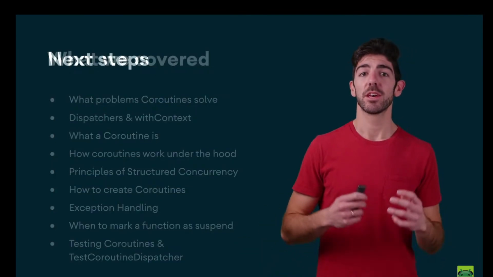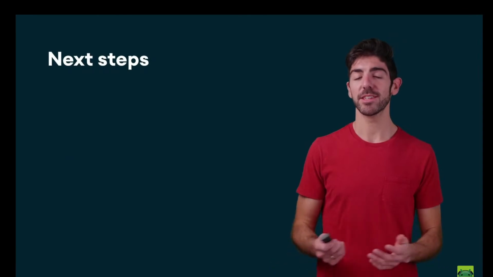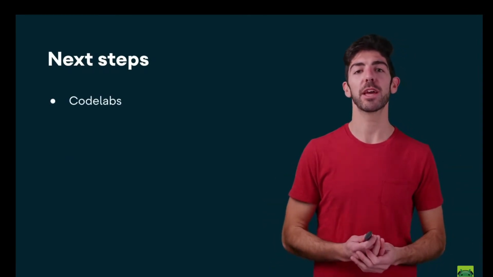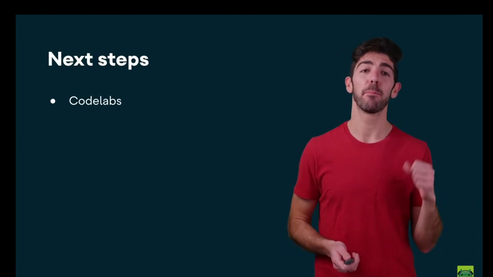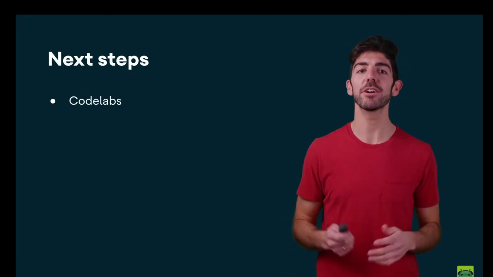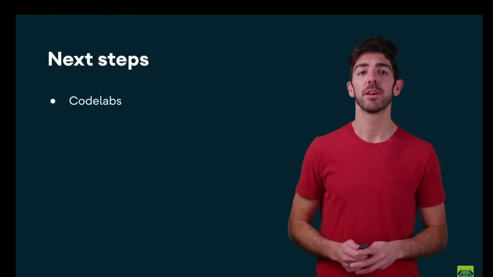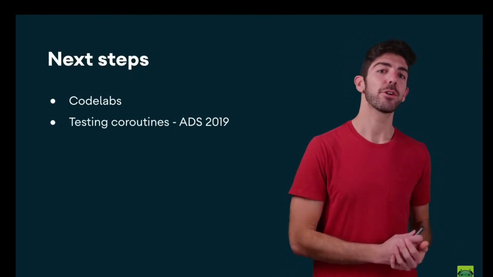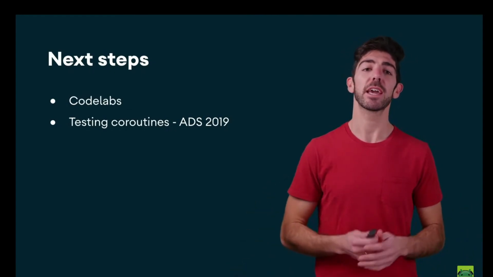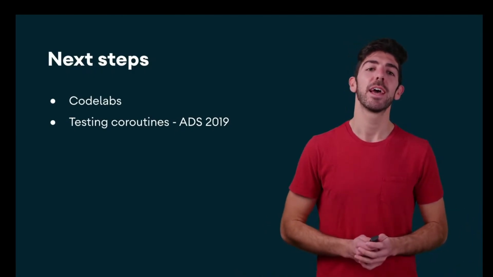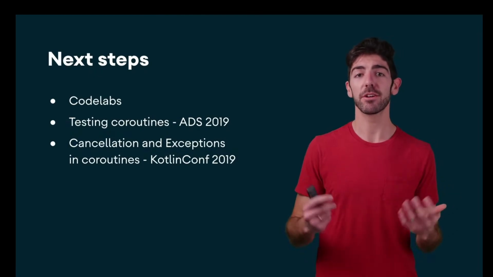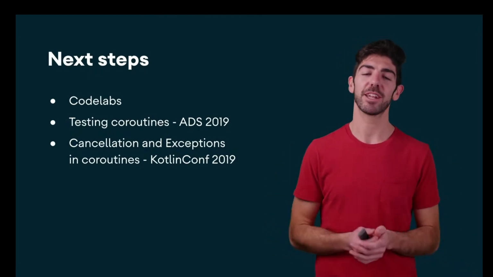If you are interested in more things about coroutines, I suggest that you go through the different code labs that we have available. We have two of them, a basic code lab and an advanced code lab that uses live data coroutine builder and more advanced topics. If you are more interested in testing coroutines, there is a video at Android Developer Summit 2019 where I give a talk with Sean. And then for cancellation and exceptions, another video in Kotlin Conf 2019 with Florina Muntenescu.